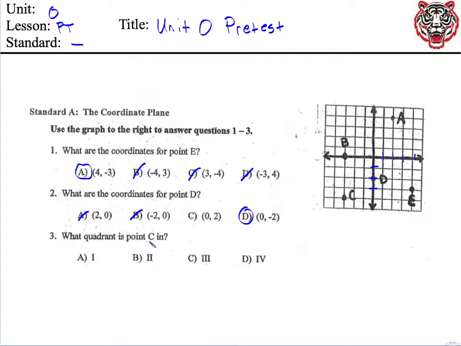What quadrant is point C in? Remember that this is quadrant 1, this is quadrant 2, quadrant 3, and quadrant 4. So point C is in quadrant 3. All right, let's go to our next slide.